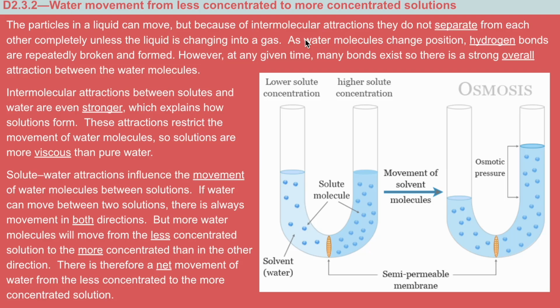All right, the particles in a liquid can move, but because of intermolecular attractions, they don't separate from each other completely unless the liquid is changing to a gas. Hydrogen bonds are being repeatedly broken and formed in water. Many bonds exist at any given time, so there's a strong overall attraction between water molecules.